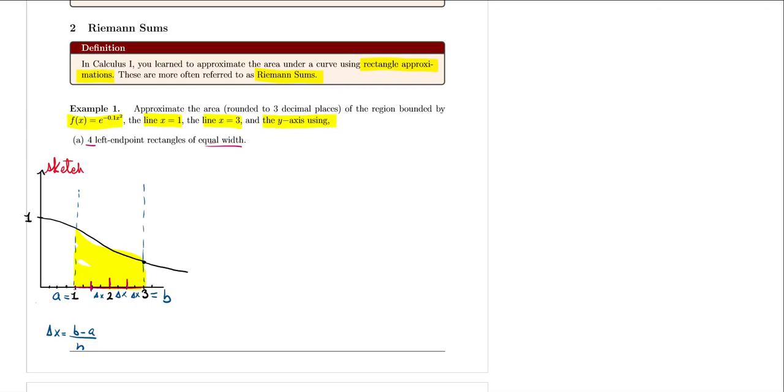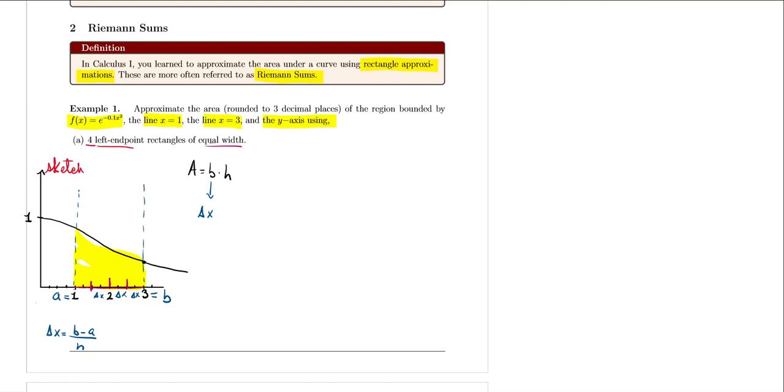Alright, now remember that the area of a rectangle is equal to the base times the height, and at this point we do have the base, which was delta x, but what about the height for the rectangles? Now, this is where the instructions play an important role. We're looking for 4 left endpoint rectangles. What that means here is that you're basically going to be using the left endpoint to select the height of each rectangle.